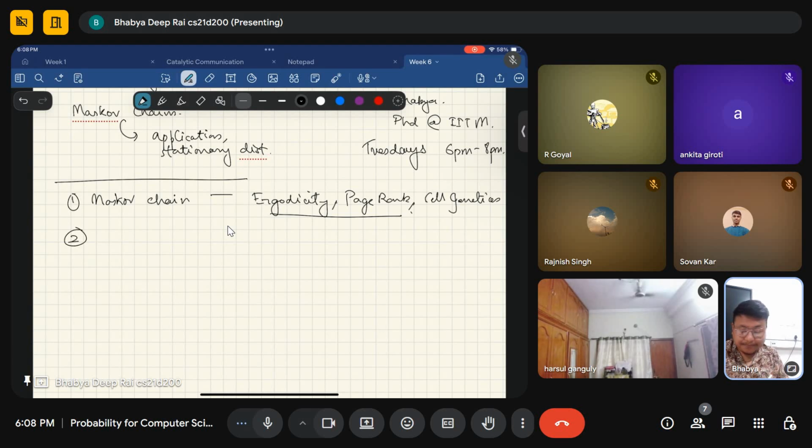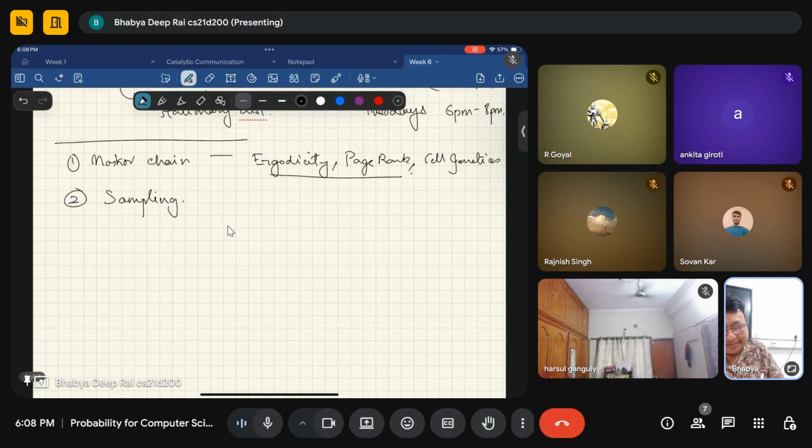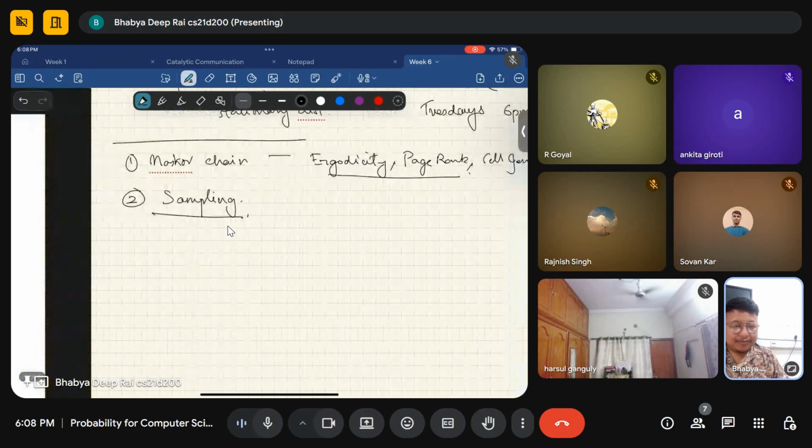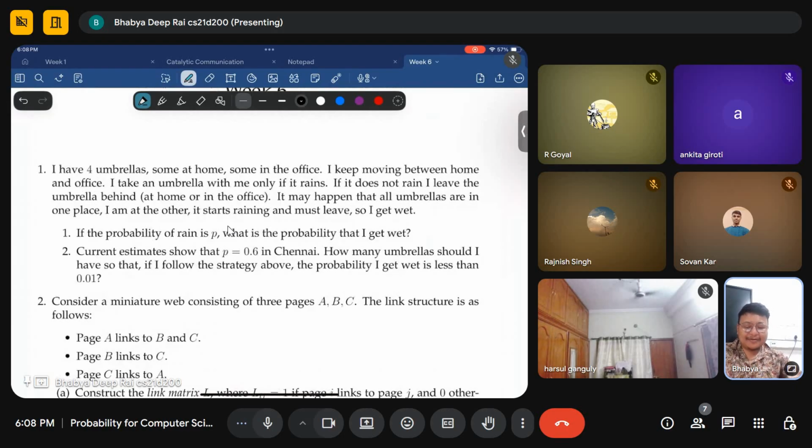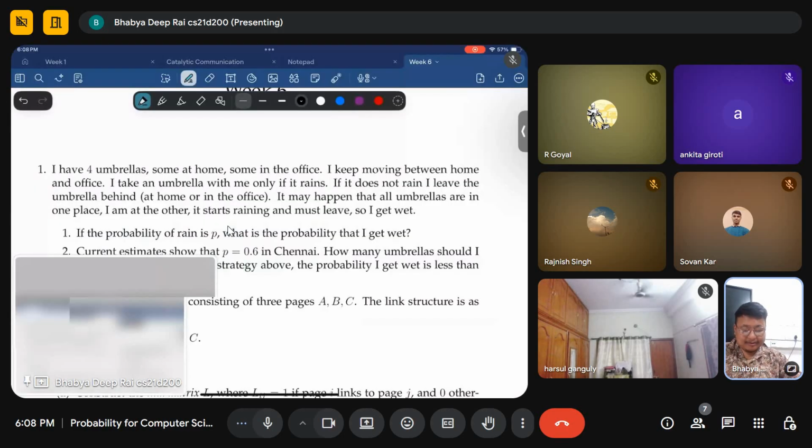And the other topic is sampling, a very important concept. Okay, it's very practical, very useful concept called sampling. So we'll be looking at problems from this. So before we move on to problems of this week, we'll first solve the problem that I left for you guys last week. Okay, this one.